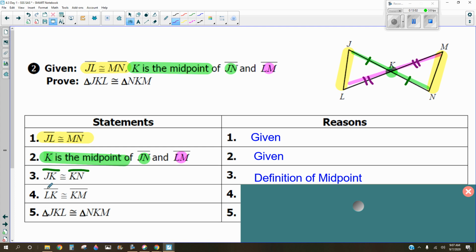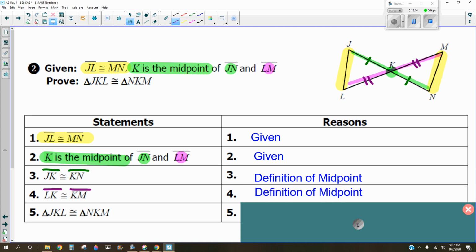So look what they wrote in the next one. Those two pieces are the same. LK is the same as KM. How did we know? Because we understood what midpoint meant.